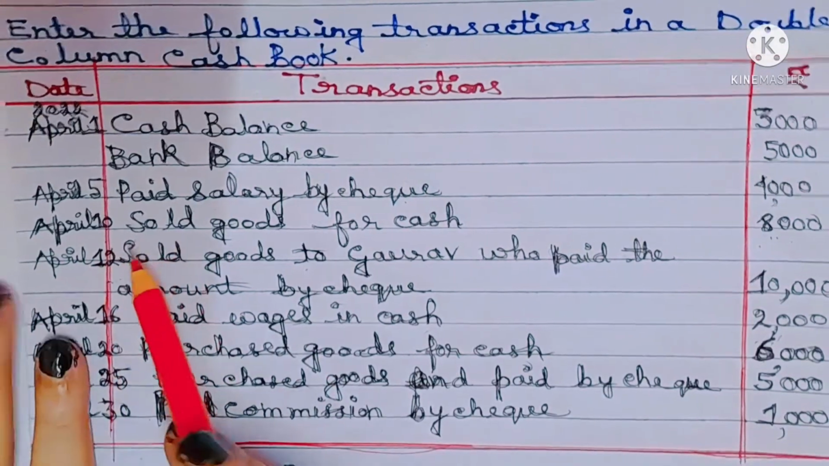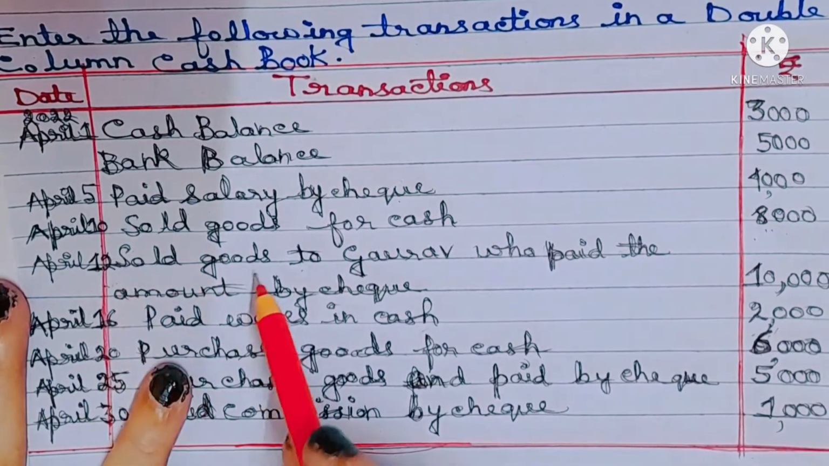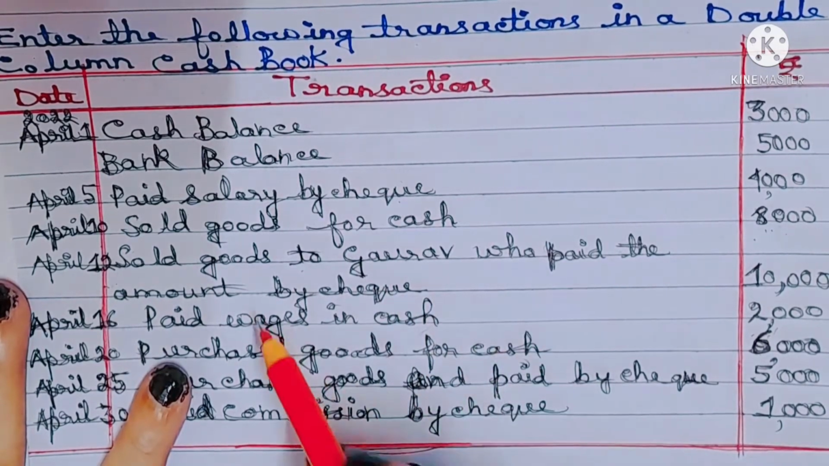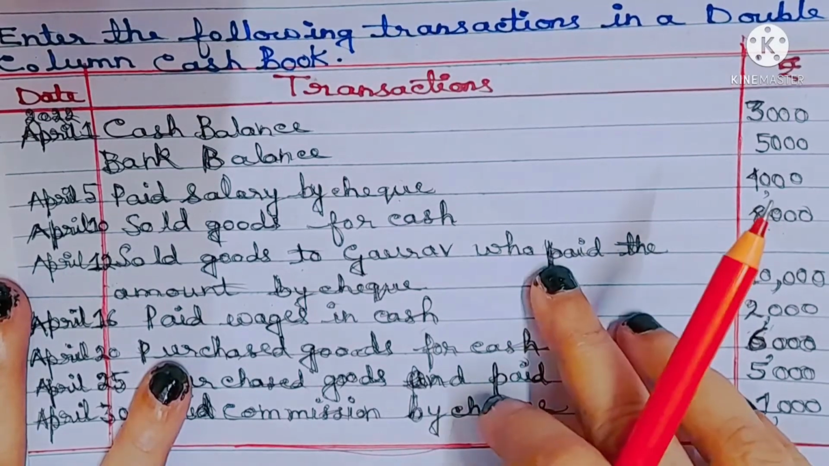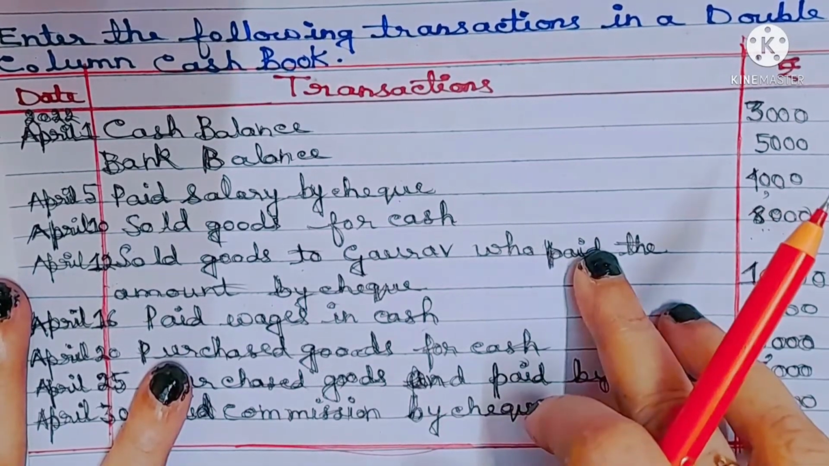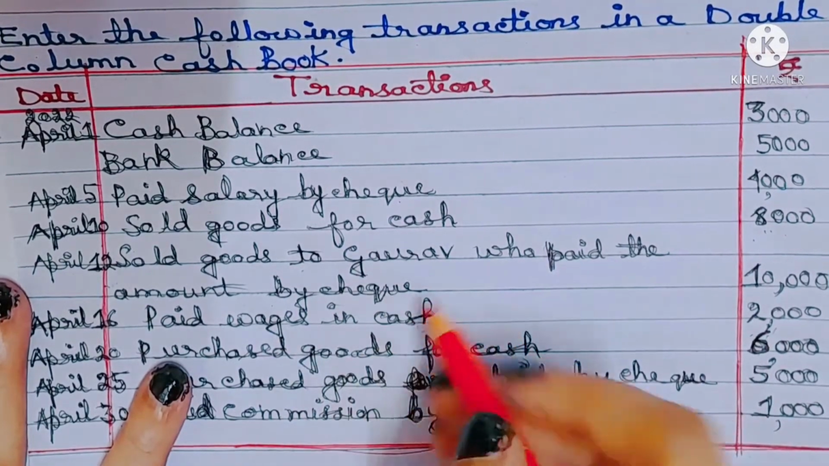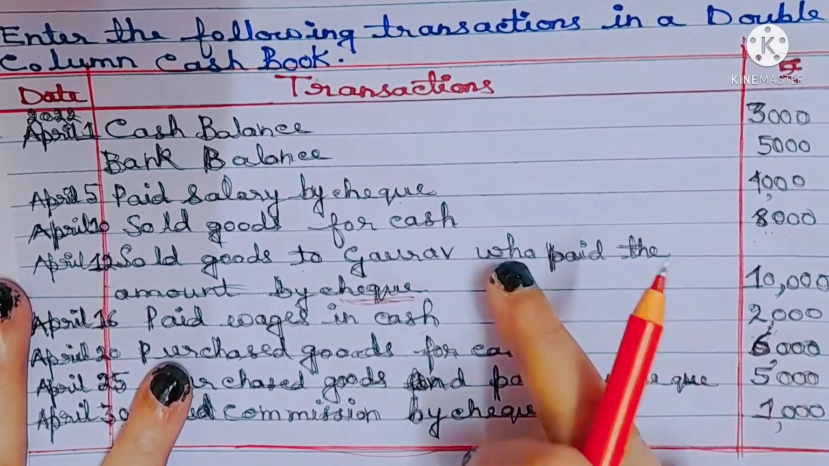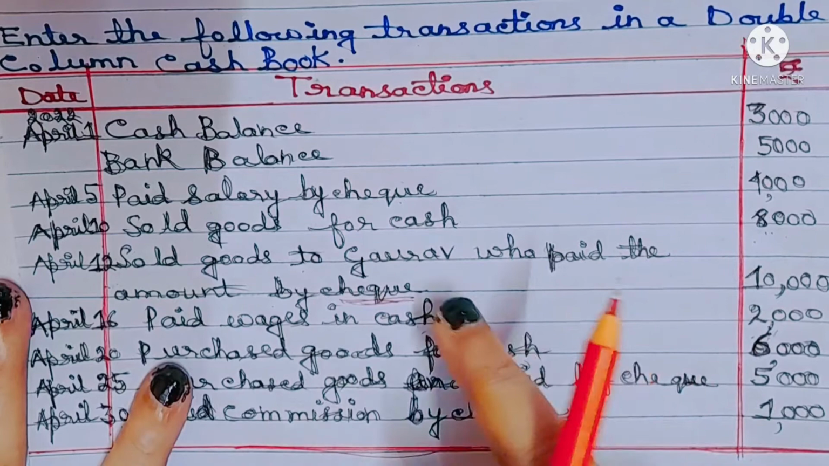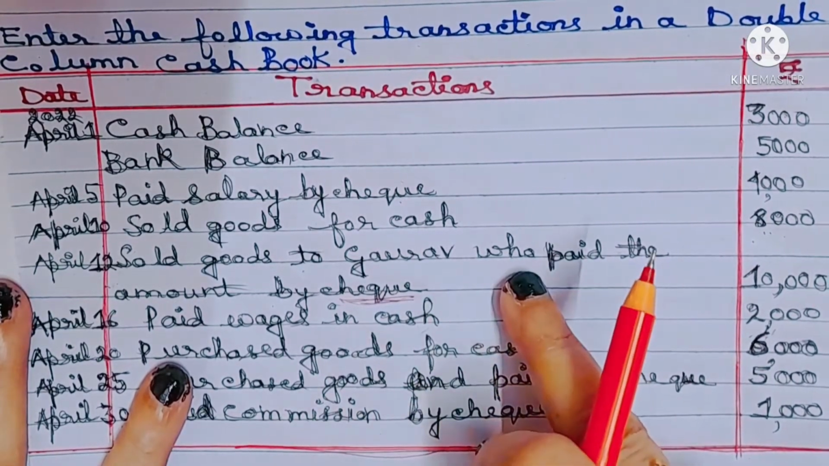The next transaction is on 12th April, sold goods to Gaurav who paid the amount by check. So what will be the journal entry? The journal entry will be bank account debit to sales account, not cash because check has been mentioned here. So bank account debit to sales account. So what is the position of bank account?